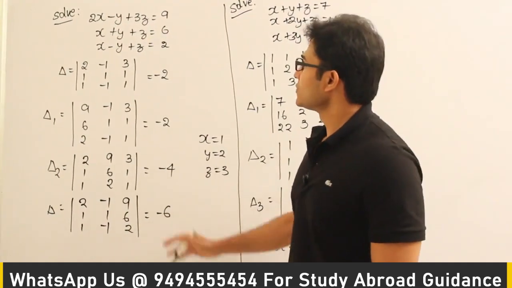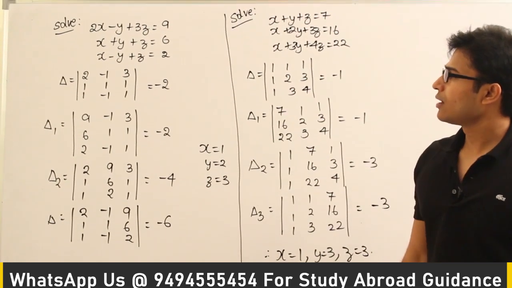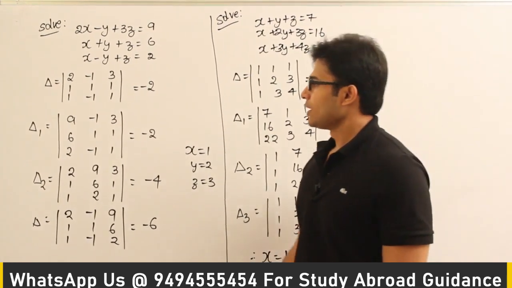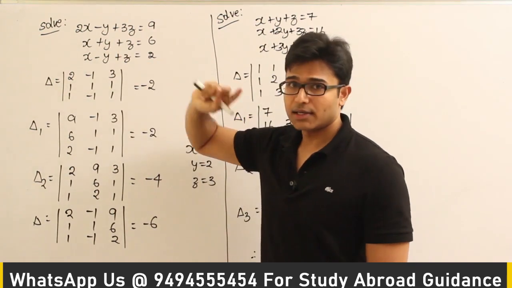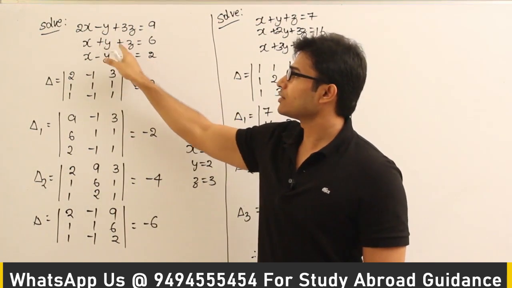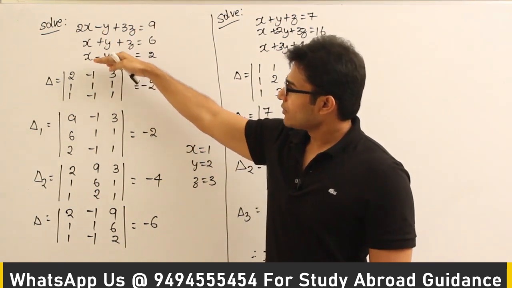See this, we are supposed to solve this system of linear equations, non-homogeneous. I'll just use Cramer's rule as usual. So first of all, try to find out delta. While finding out the delta, see that the placement of x, y, z are there in that manner. After seeing that, then you can write it.